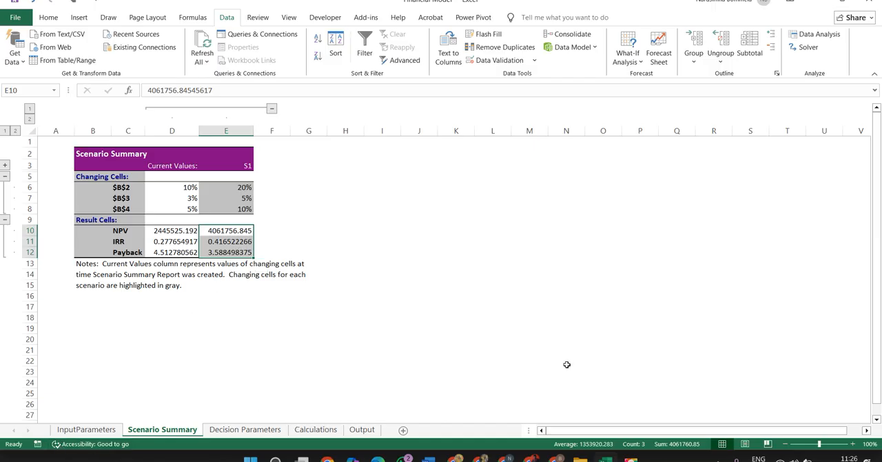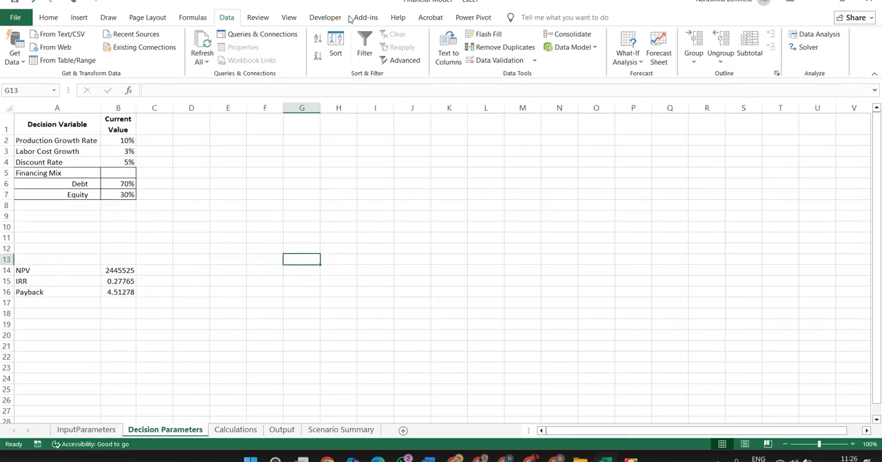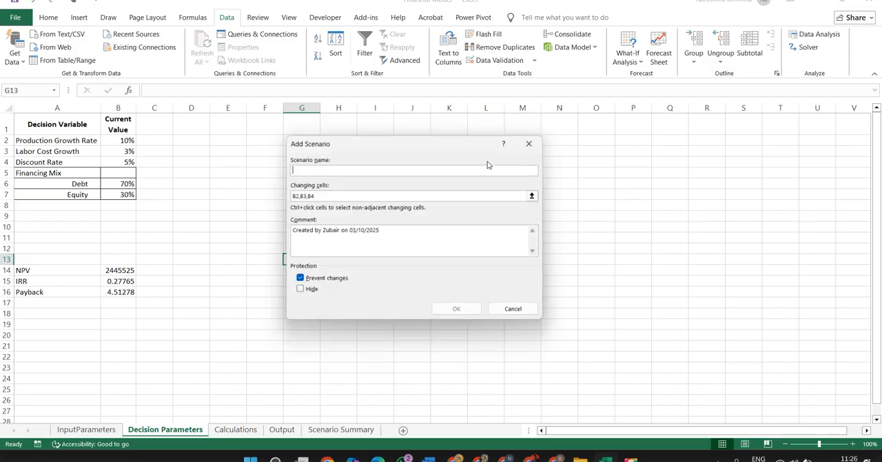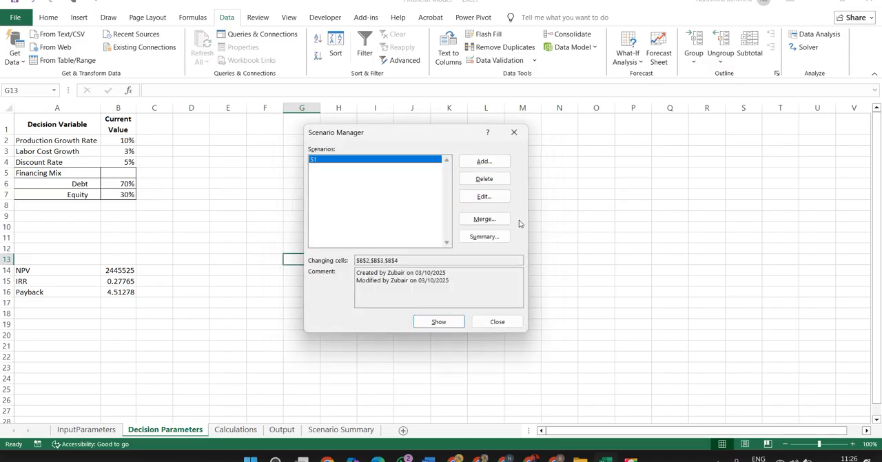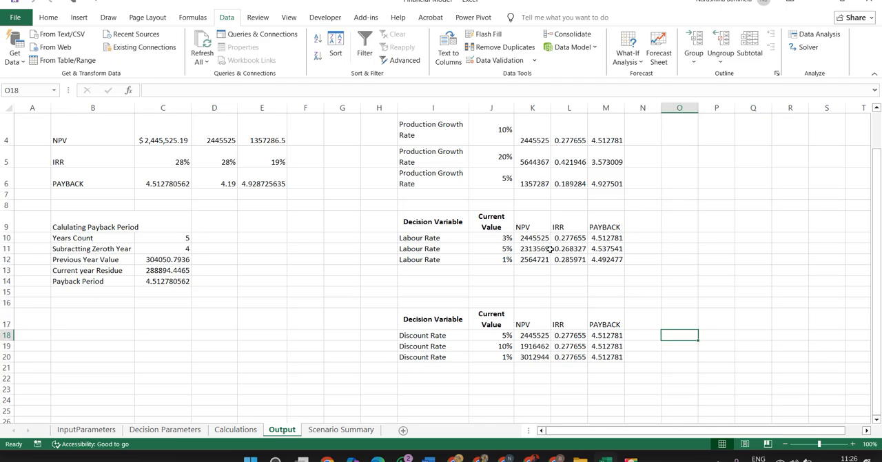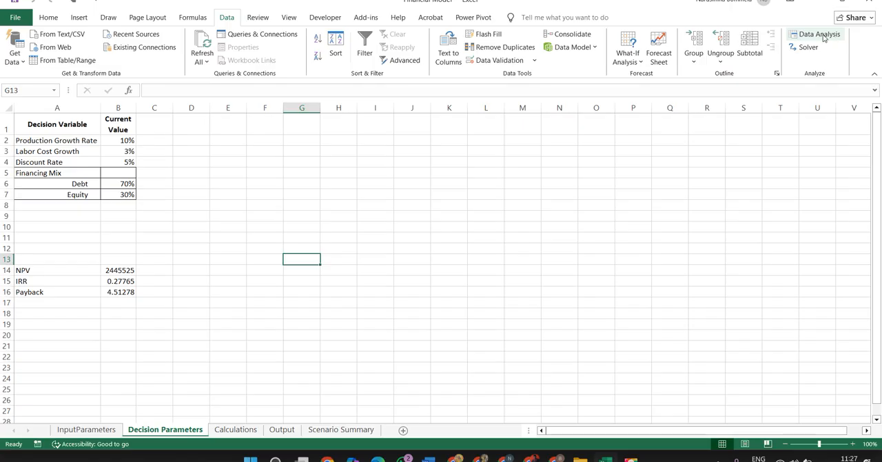All right. So now we improvise the scenario again. Let me take another scenario. Go to what if analysis, scenario manager. Add one more scenario. Before that, I will check what the values are. Okay, so in the output, I took 20, 5, and 10. 20, 5, and 10 already done, right? 5, 1, 1. Okay, so 5, 1, 1 is the value.